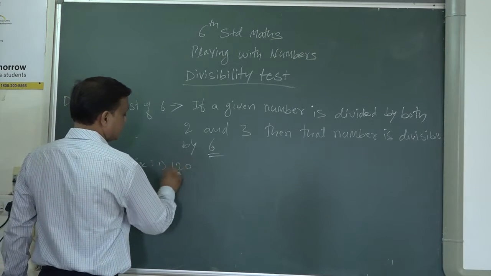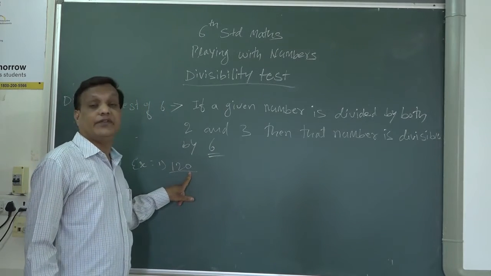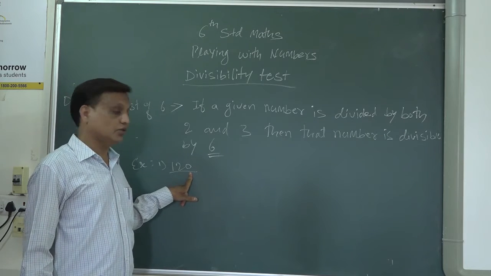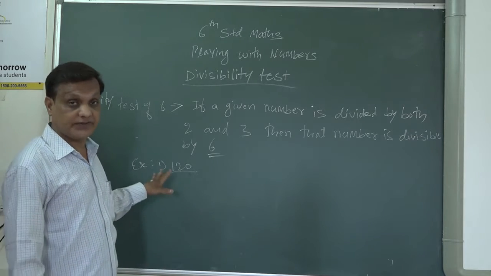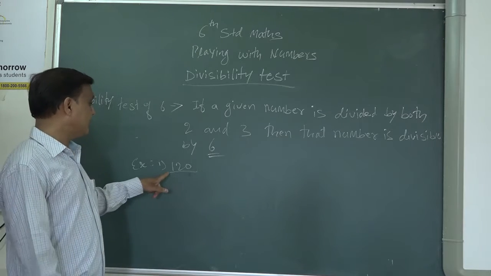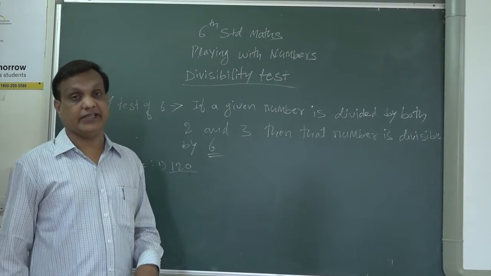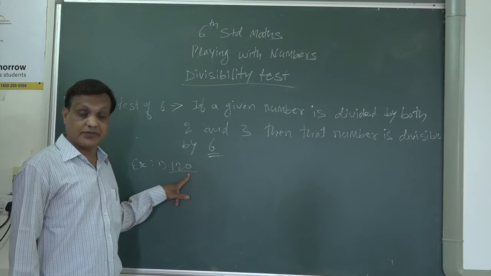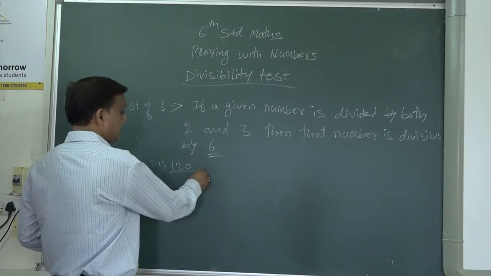Example 120. 120 is divisible by 2 because you already learned that if in the unit place 0, 2, 4, 6, 8 is there, then that number is divisible by 2. Here it is 0, so this number is divisible by 2. Also you have to check whether this number is divisible by 3 or not. What is the divisibility test of 3? Sum of the digits: 1 plus 2 plus 0, the total is 3. So 3 is divisible by 3. That means 120 is divisible by 2 and also 3. Then this number is divisible by 6. Now one more example we will take so you can understand.